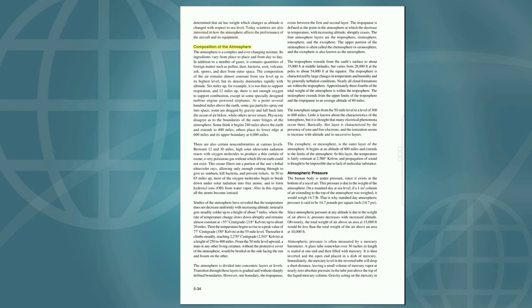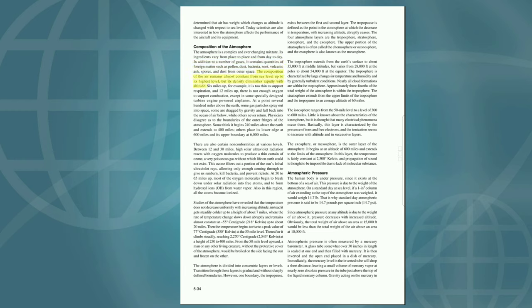Composition of the atmosphere. The atmosphere is a complex and ever-changing mixture. Its ingredients vary from place to place and from day to day. In addition to a number of gases, it contains quantities of foreign matter such as pollen, dust, bacteria, soot, volcanic ash, spores, and dust from outer space.